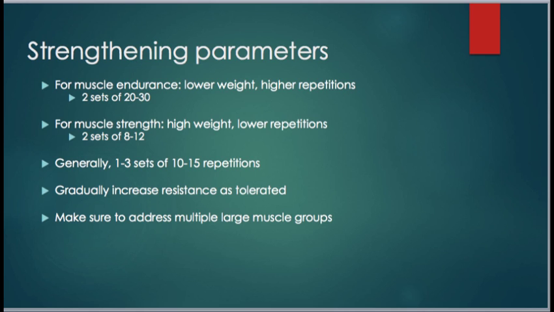Generally speaking, you always want to do 1 to 3 sets of 10 to 15 repetitions. As a patient gets stronger, you want to gradually increase their resistance. Remember that these patients will improve their general strength, so don't assume that they will always stay at the same weight or same number of repetitions. You also want to make sure to address multiple large muscle groups. The quadriceps, the hips, the glutes, the calves, and the dorsiflexors are all important components to functional mobility and walking. Strengthening the quadriceps alone isn't going to help someone advance their limb forward.